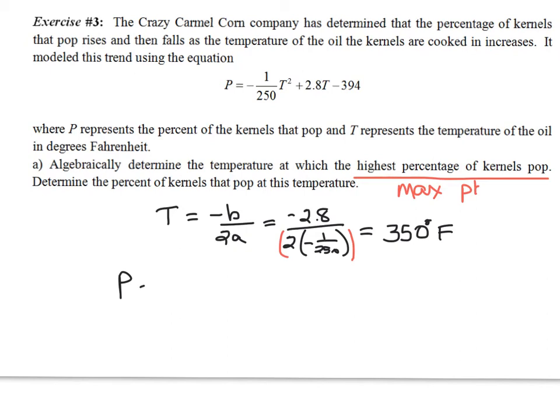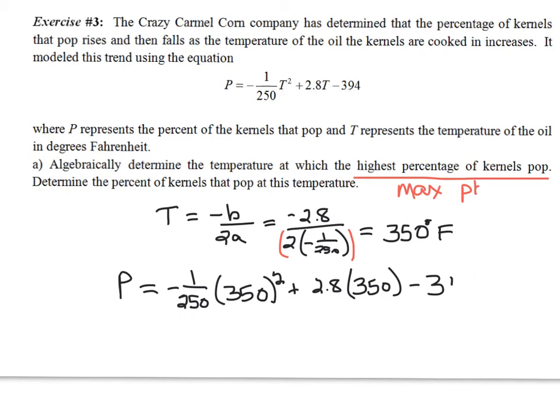So again, I'm going to show my work always, always, always on paper by showing that I am substituting 350 in for the t. But then you've got some options. You can type it in exactly the way I'm writing it, or you can store 350 on your calculator and go ahead and type in your equation. Now when I did that, I got that 96% of the kernels pop at that point.